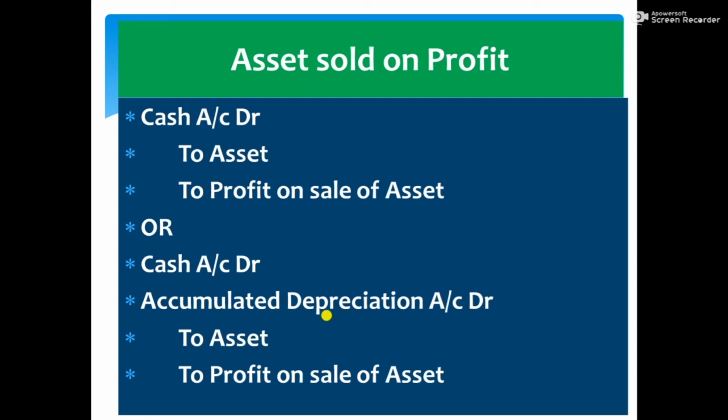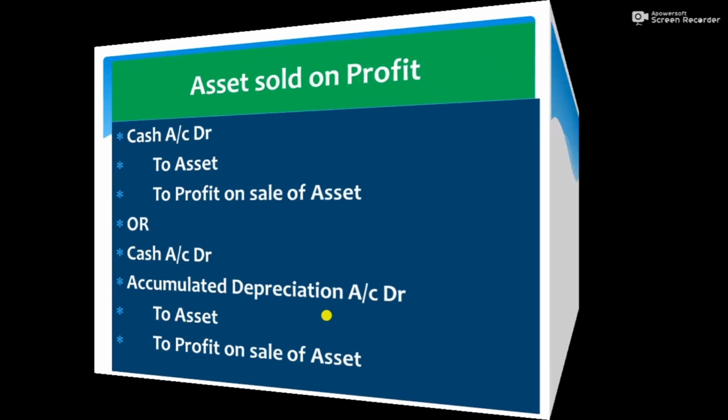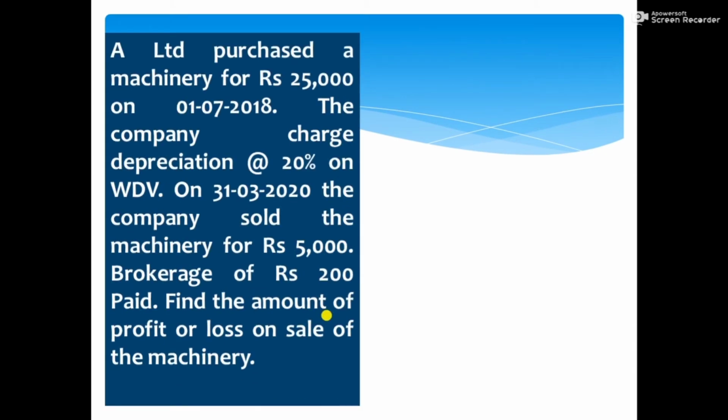We will see an example. A company purchased a machinery for rupees 25,000 on 1/7/2018. The company charged depreciation at the rate of 20% under written down value method. On 31st March 2020, the company sold the machinery for rupees 5,000. The brokerage on sale of the machinery, rupees 200, is paid. Find the amount of profit or loss on sale of machinery.